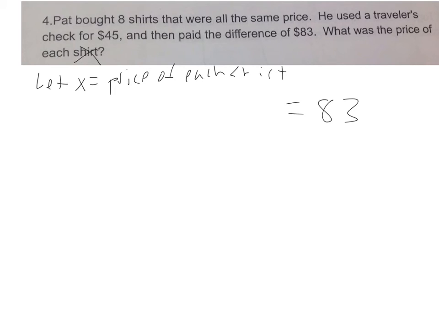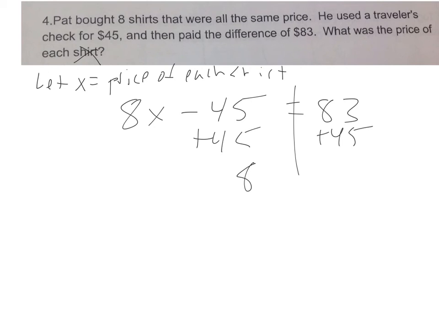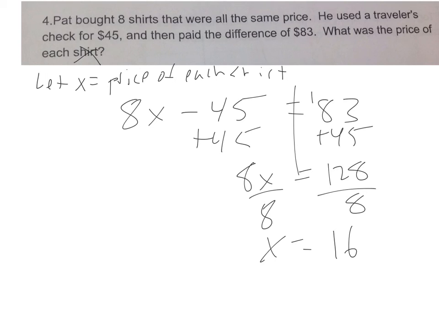So you're going to buy 8 shirts that were all the same price. We don't know what the price was though, so that's 8x. And then you're going to use a traveler's check, so that's going to be $45 off the total amount. And then there's going to be $83 left over to pay. So now on this one right here, you would add 45 to both sides. You end up getting 8x equals 128. Divide by 8, and when you do 128 divided by 8, you'll get x equals $16. So each shirt was $16.